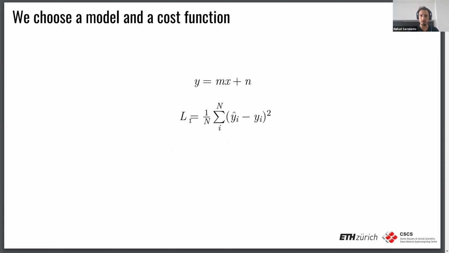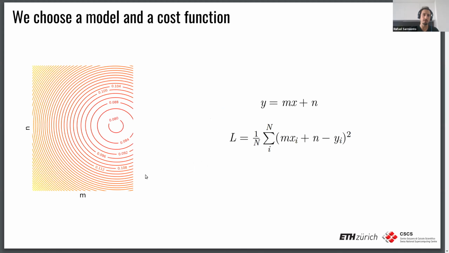So in this loss function, if we replace the prediction here, we have the sum of the squares of the difference between the predicted values of the model and the data. So we replace here the predictions by the model, and we sum over the x and y. We're going to get a loss function in terms of m and n. Okay, and we can plot it. It would be something like this.